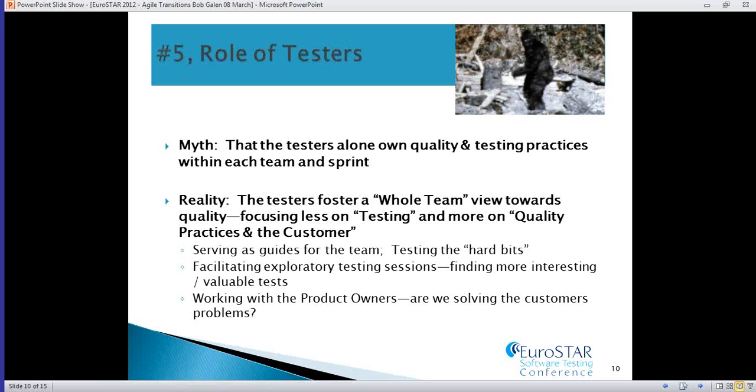You facilitate exploratory testing sessions. You're finding more interesting and valuable tests. So you're never resting on your laurels with an existing regression suite. We're constantly, or we need to be constantly, looking for what tests can we retire because they no longer have business value, and what tests can have more value. What can we replace it with? What is the most relevant mix of tests that we could run today based on where the application is today? And you're working heavily with the product owners in focusing on that. You're not focusing on requirements. You're focusing on the problems and how do we solve the customer's problems.